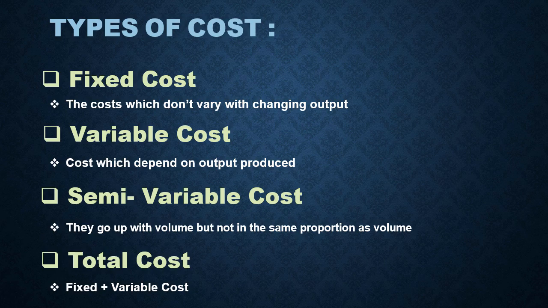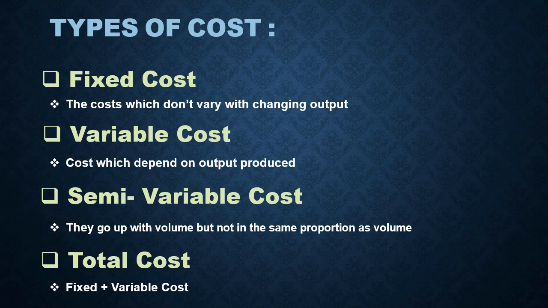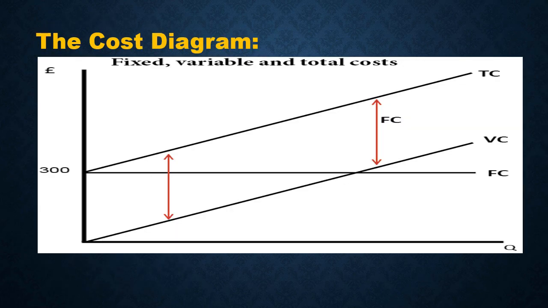Semi-variable costs go up with volume but not in the same proportion as volume. So it is similar to the variable cost, but it is not directly proportional, though it will still rise. Total cost is the sum of fixed and variable cost. So that's all for the types of cost.